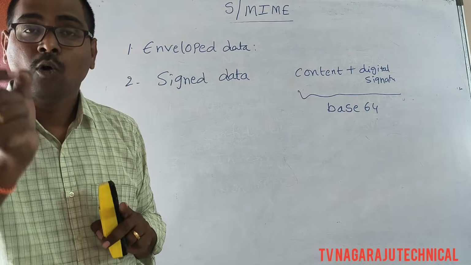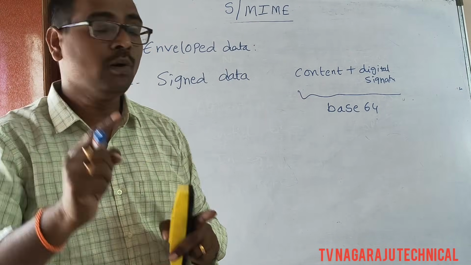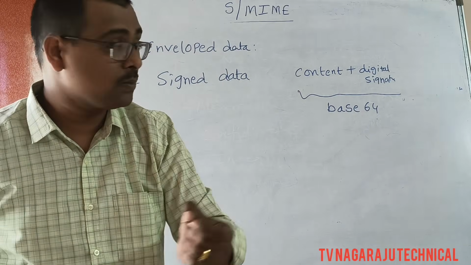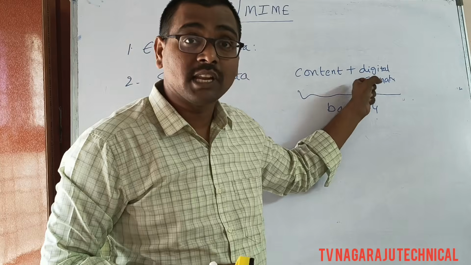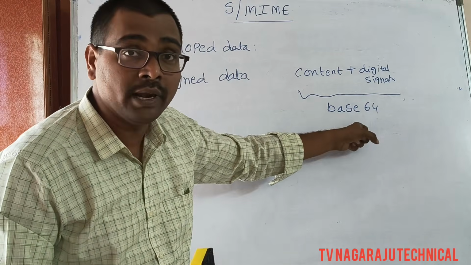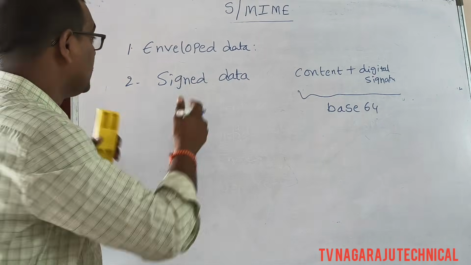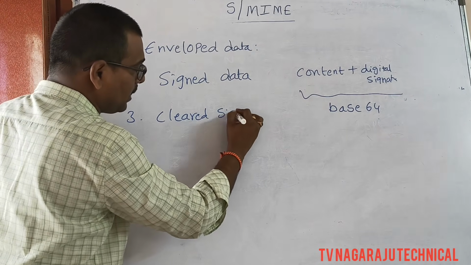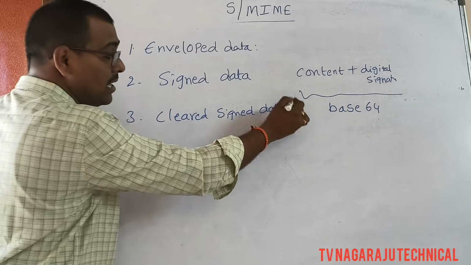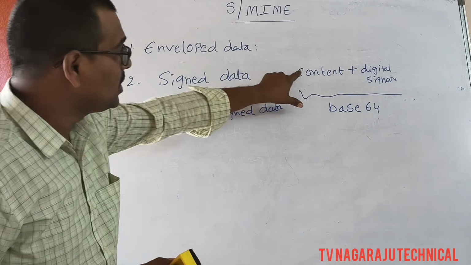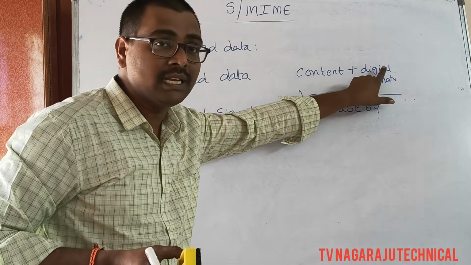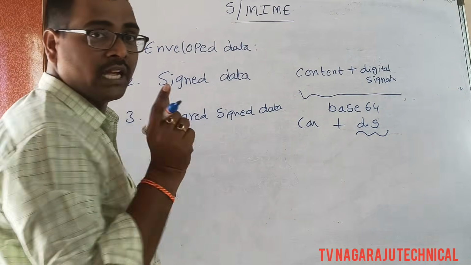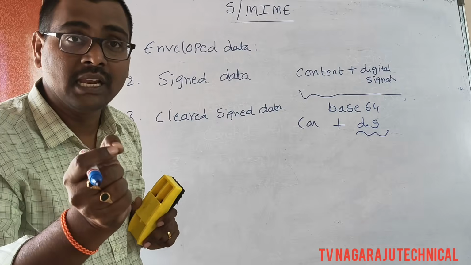Now the receiver who supports SMIME can then read the message. Suppose the receiver is unable to support SMIME, then he is unable to read such messages. Why? These are encoded using base 64. That is signed data. And another type is clear signed data. Clear signed data means that instead of encoding both the message and the digital signature, only the digital signature is encoded.